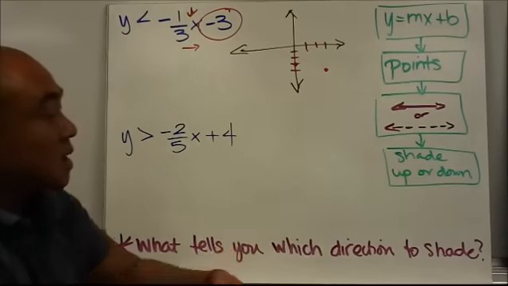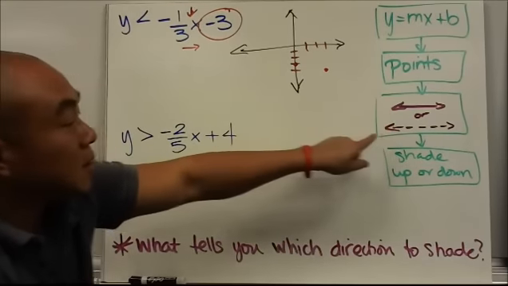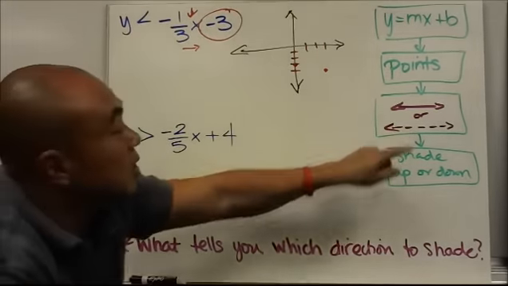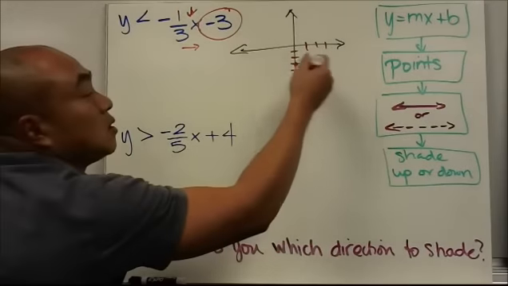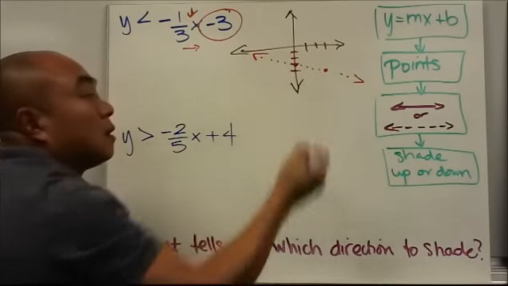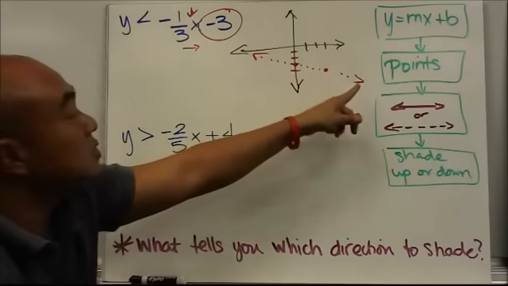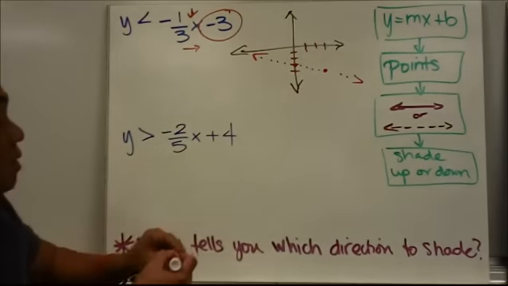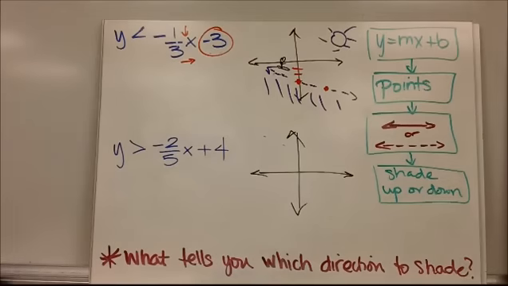And then now our next step is either a solid line or a dotted line. And we're going to look, if there is no equal sign here, then we are looking at a dotted line. So from here to here, a dotted line. Now, of course, you could also use dashes. As long as you're not creating a solid line, then you're okay here. And then finally, we're going to shade.